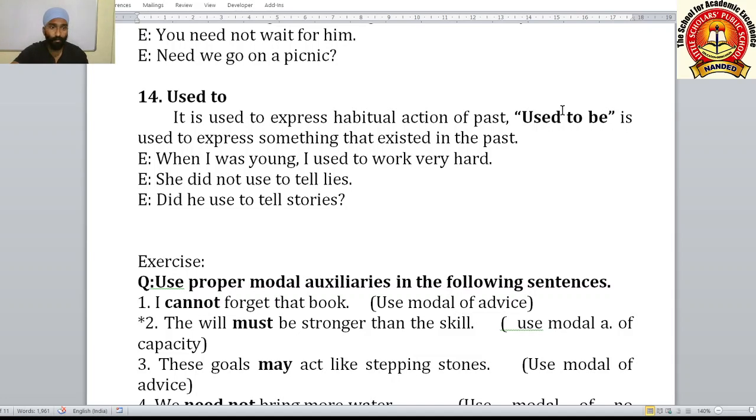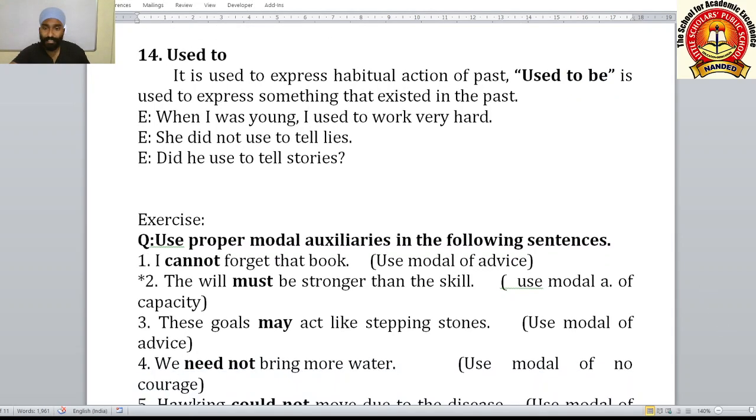And if you want to say be, see the example: my friend used to be very intelligent in his childhood. So you are telling used to be very intelligent, or used to be intelligent. Intelligent is the adjective here, it is not an action verb. This is why we are using be before it. My friend used to be very intelligent in his childhood. In this sense, you are using used to be.